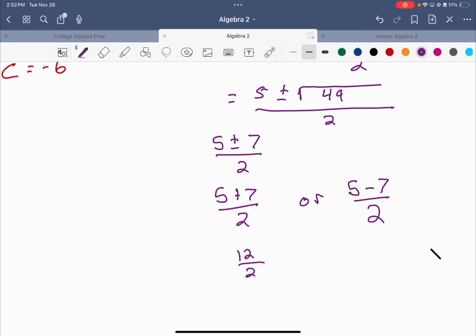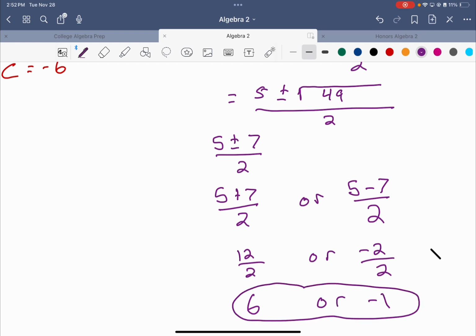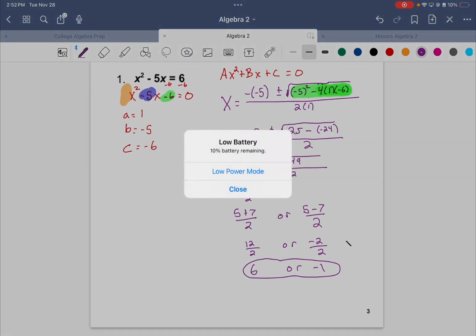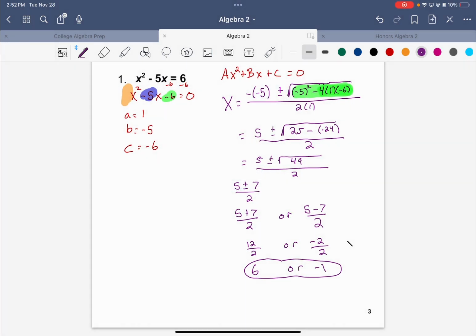Following order of operations, 12 divided by 2 is 6. So there's one of your solutions. Or 5 minus 7 is negative 2. Negative 2 divided by 2 is negative 1. So your solutions for this are 6 or negative 1. Two solutions. A lot of times these are going to have two solutions. Okay. So those are your solutions for this.